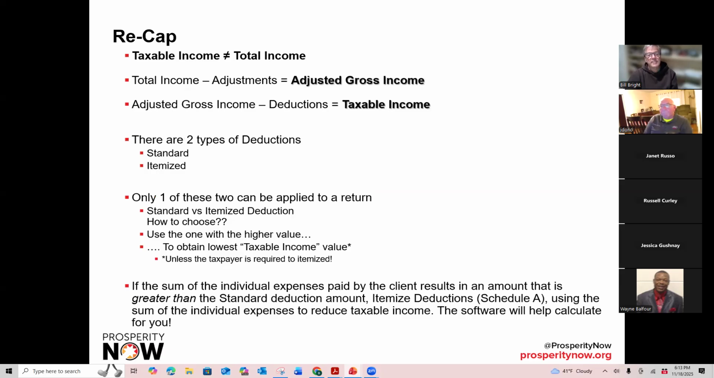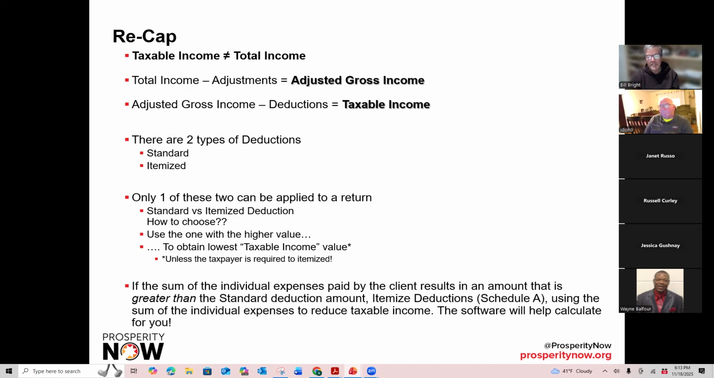So again, taxable income is not total income. Total income minus the adjustments is adjusted gross. Adjusted gross minus deductions is taxable. There's one or the other. And again, the sum of all of those, and you're going to know right away.